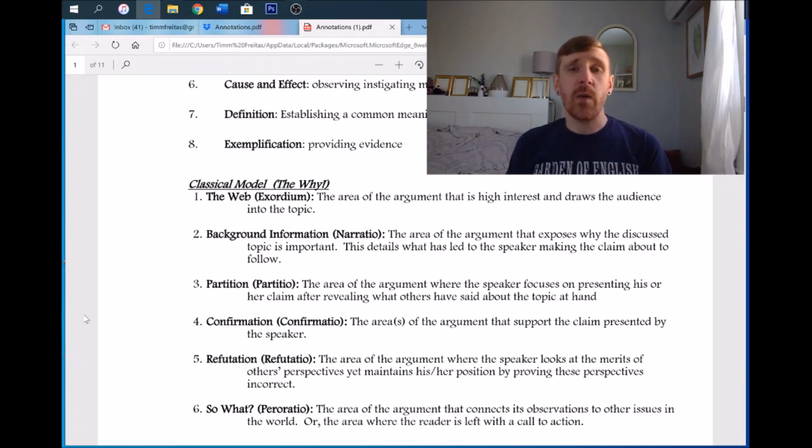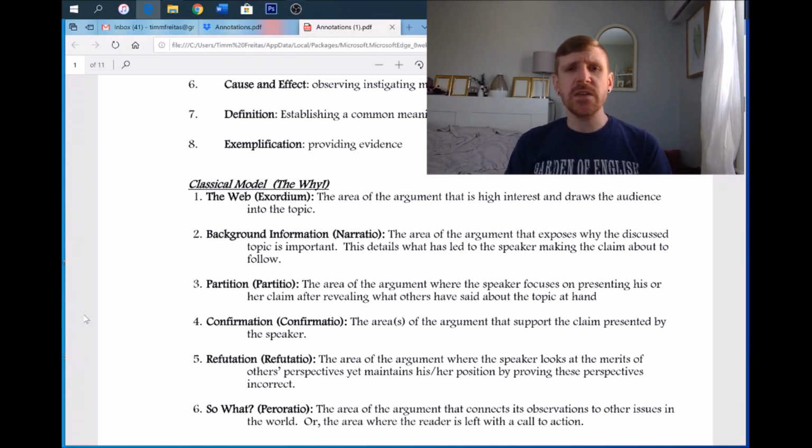So I start with the exordium, and this is where in some way the argument is trying to engage the audience. So the speaker is purposely trying to provoke something, or entice the audience, or shock the audience, or just get them involved in some way.